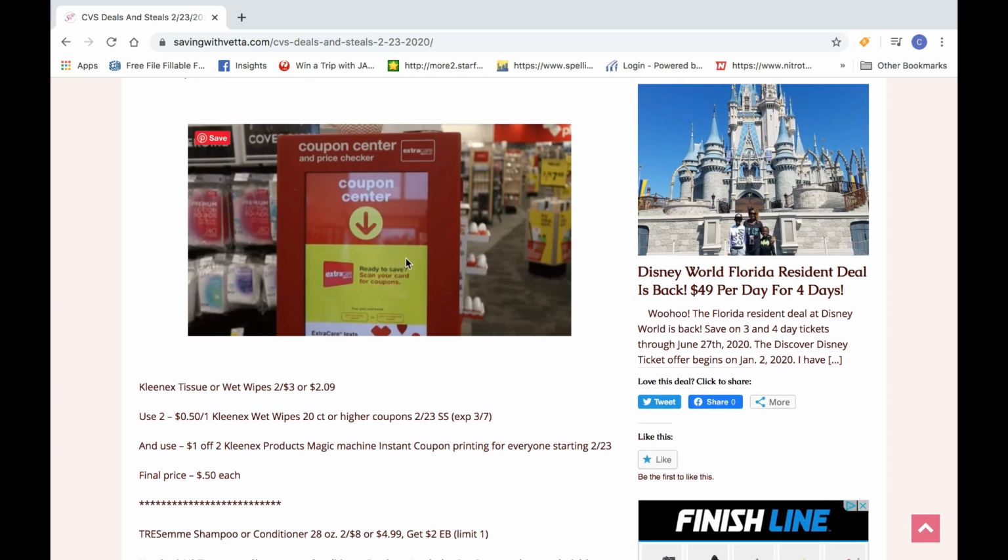And this is the machine you definitely want to grab. Scan your card, put your number in if you don't have your card, and it will spit out the coupons that you're getting for that week.